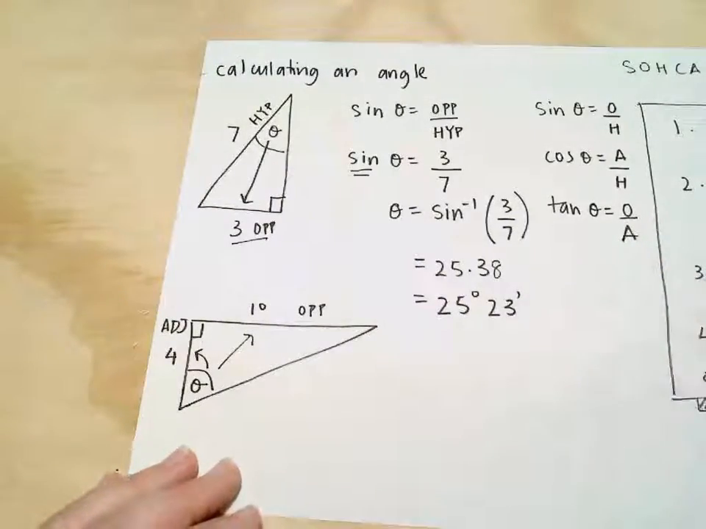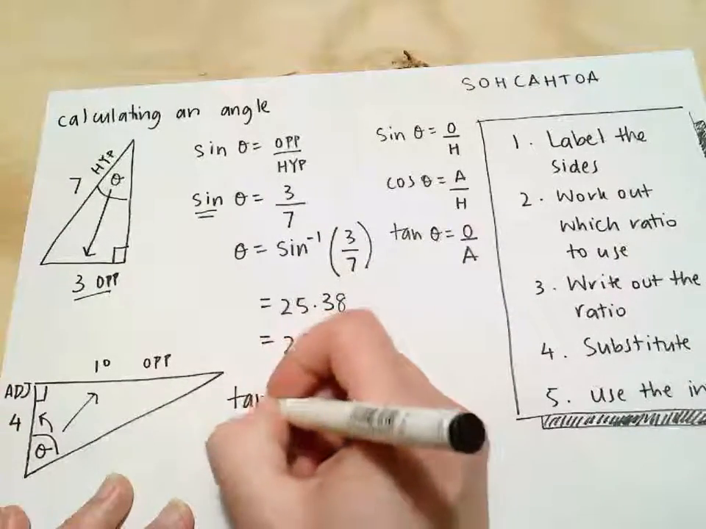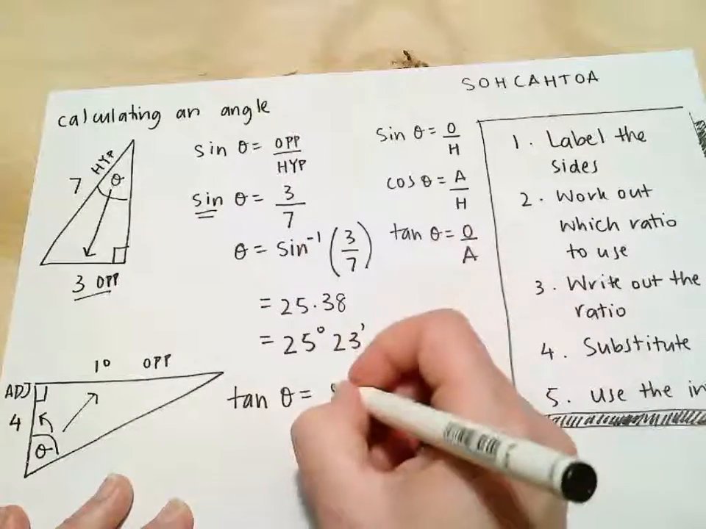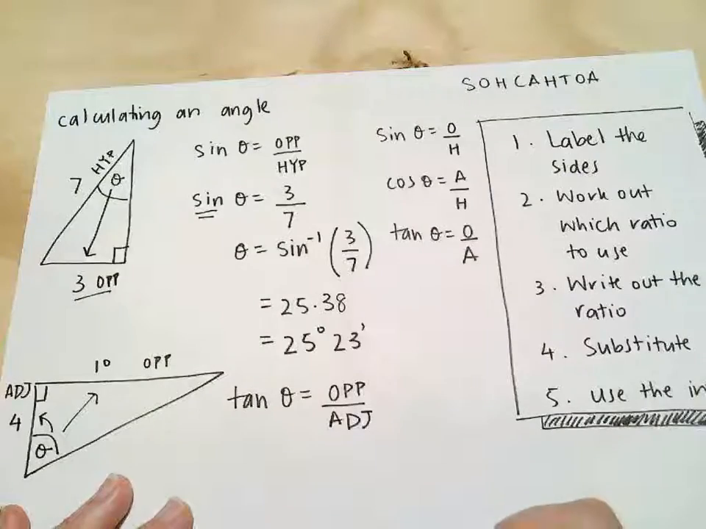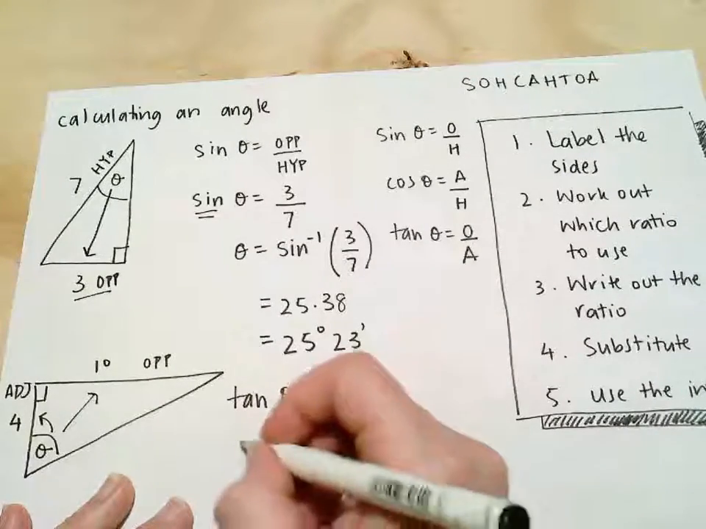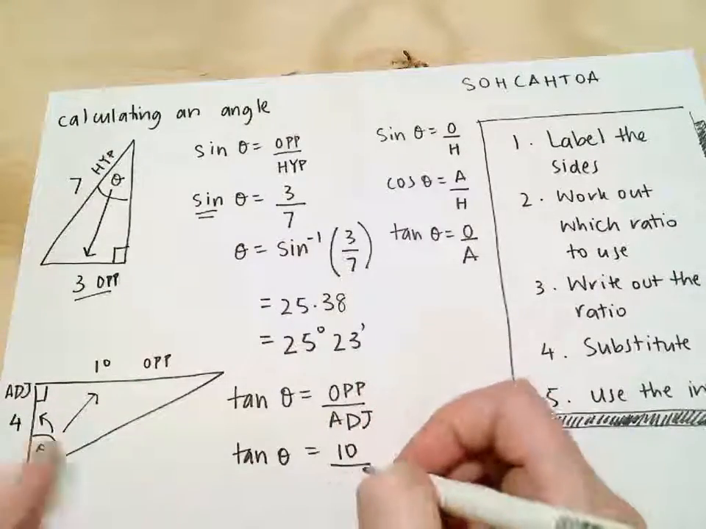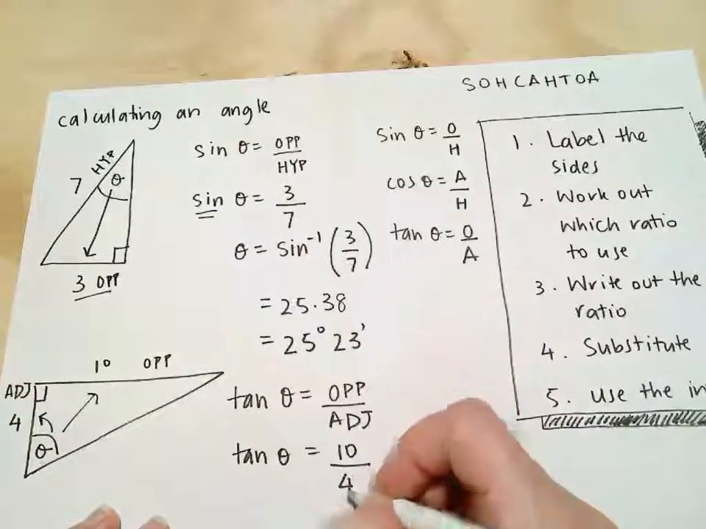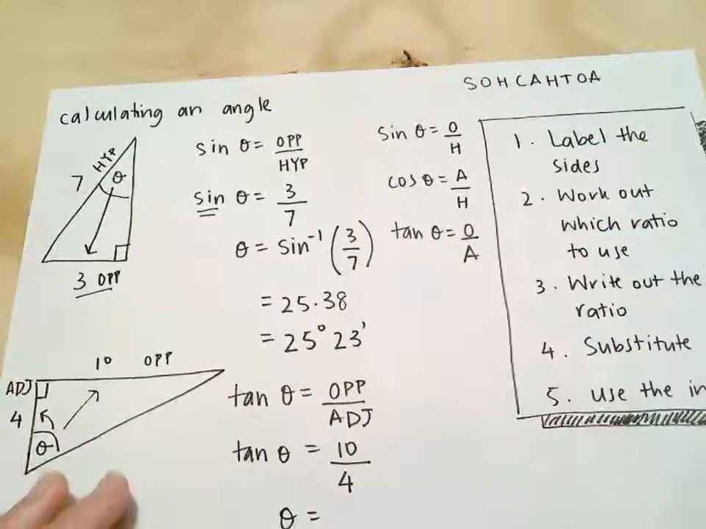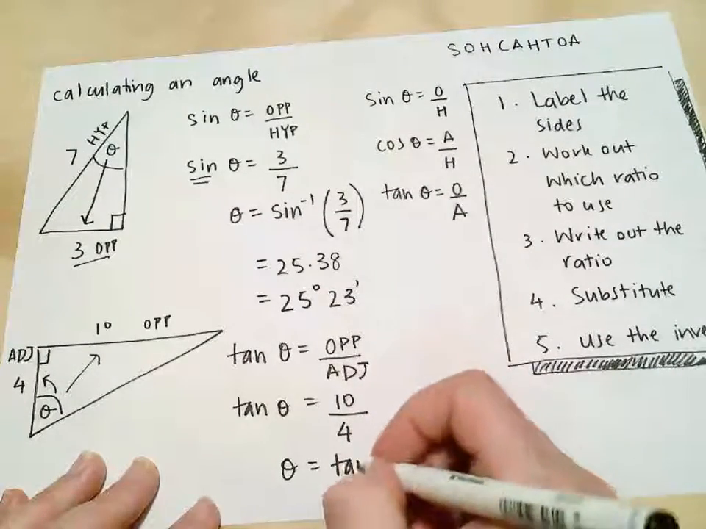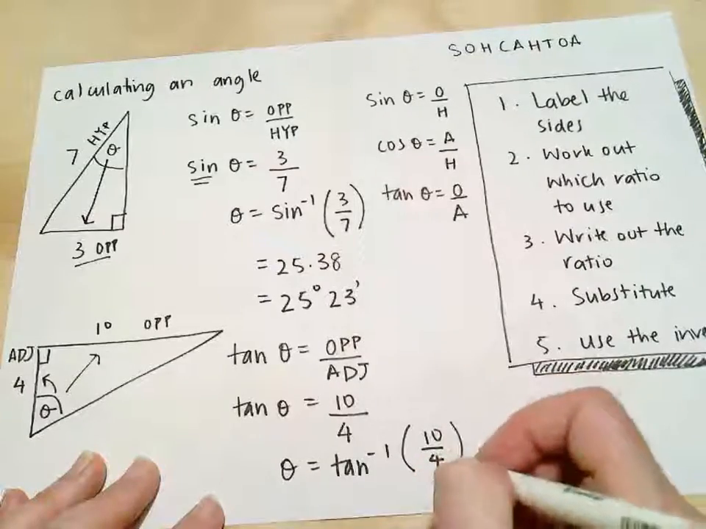So step number 3 says, write out that ratio. So I'm going to write tan of theta equals, just writing it exactly as it is, opposite over adjacent. Now I need to substitute in what I know. Well, I don't know anything about this bit yet, but I know my opposite side is 10. I know my adjacent side is 4. So I'm going to write 10 over 4. Same thing as before, I need to use the inverse function. This time I'm going to use the inverse of tan. So it's going to be tan to the minus 1, 10 over 4.